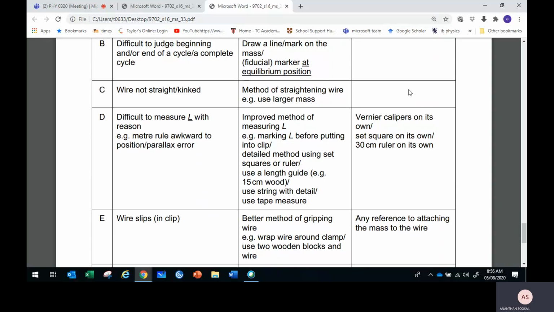Okay, next, wire not straight. Wire not straight, or got kinked? Kinked means the cross-sectional area is not uniform. Some part got thinner, then turning wrong. So for the kinked wire, the method is straightening the wire using a larger mass. A larger mass can straighten the wire.